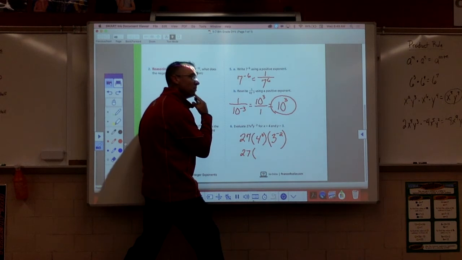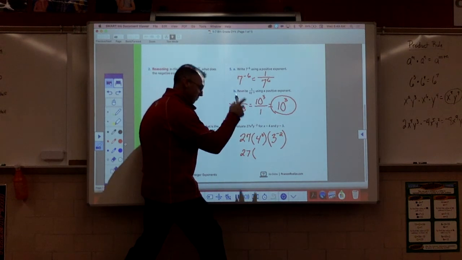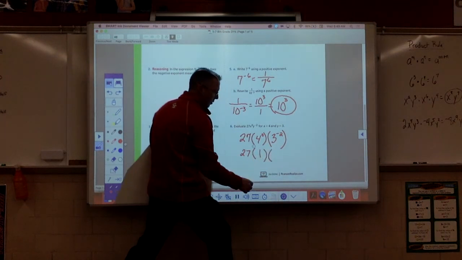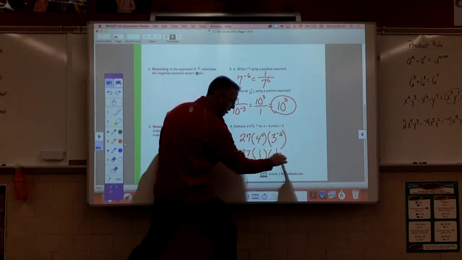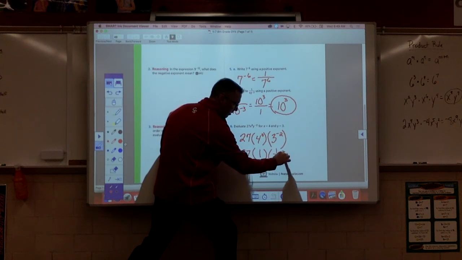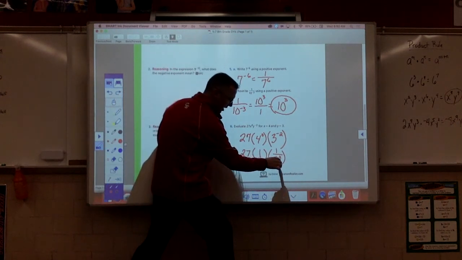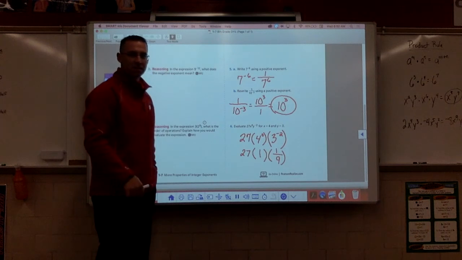27, now 4 to the 0 power. Think long and hard, people. All right, I think they've thought enough. 1. 3 to the negative 2nd power is going to be 1 over 3 to the 2nd power. Now, watch this. I'm going to magically change 3 to the 2nd power, 3 times 3, to 9.